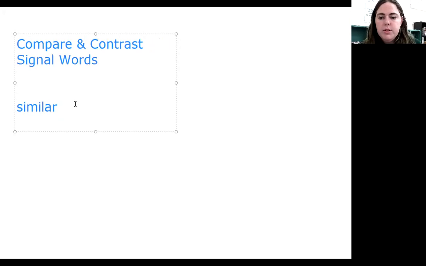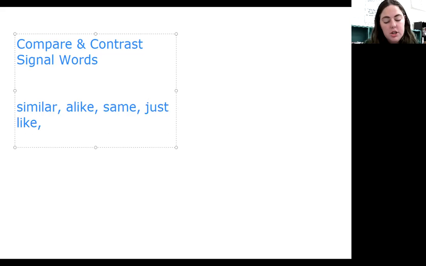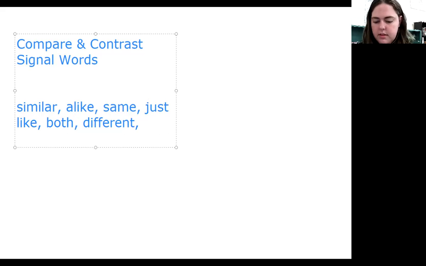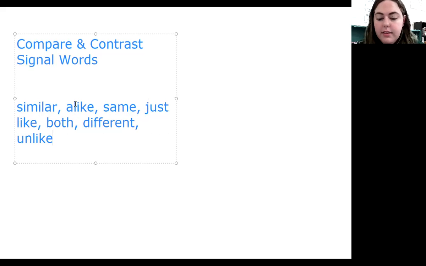When we do that, we would use words like similar. These two things are similar. Alike. These two things are alike. Same. These two things are the same. Just like. These two things are just like each other. Both. These two things both have this specific feature. Different. These two things are very different. Unlike. These two things are unlike each other.